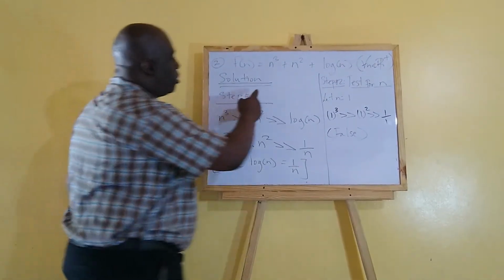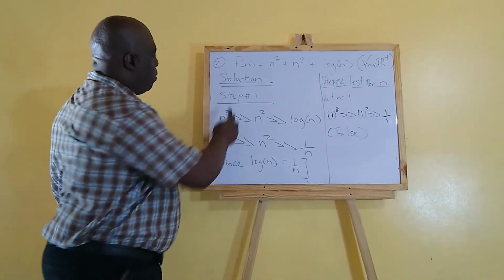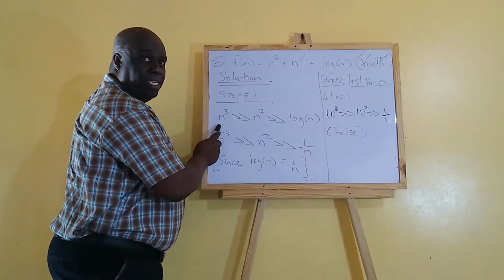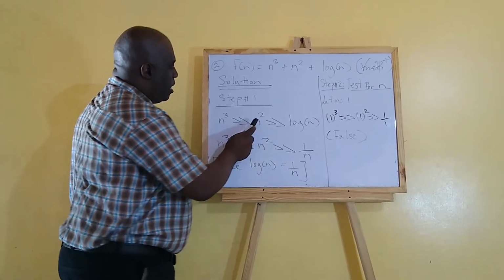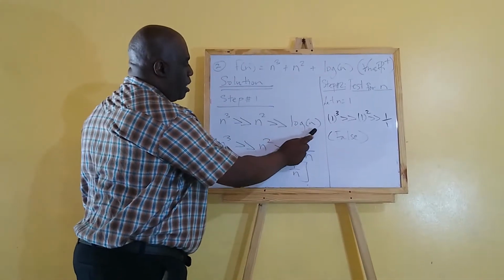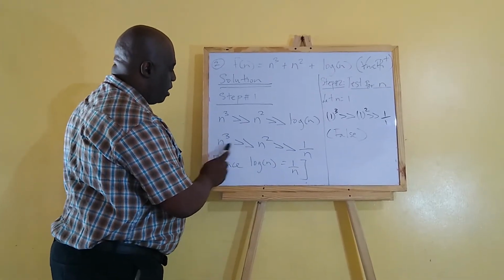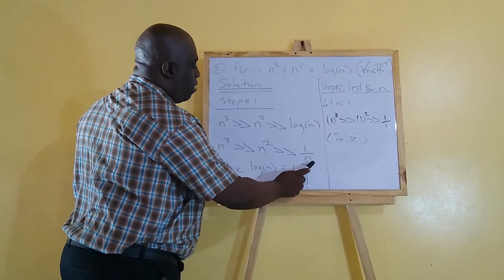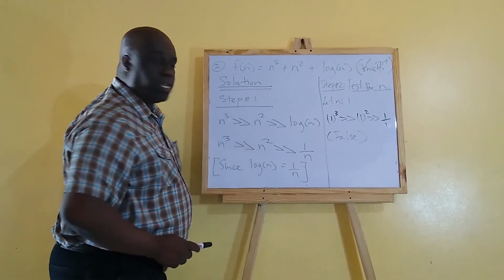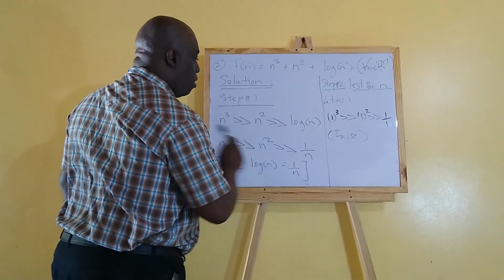So the solution step that we're going to carry out right here is that when we start, with step 1, we contend that we have n cubed is much, much greater than n squared, which is much, much greater than the log of n. When we take that down one more step, that becomes n cubed is much, much greater than n squared, which is much greater than 1 over n. As a reminder from pre-calculus and calculus, log of n is the same as 1 over n.